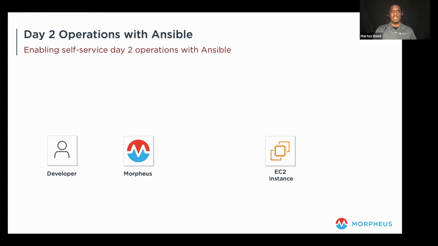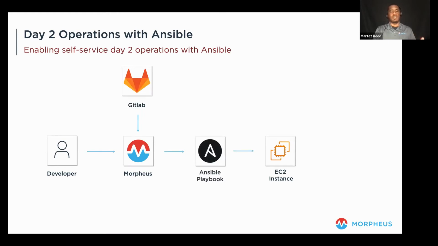So the next example is that day two operation. So being able to walk through a developer requesting something, and then now we have the EC2 instance up and it's ready to go. So now we want to similarly pull that playbook from GitLab in our case, and then execute the Ansible playbook against that EC2 instance. This could be something like creating a file or updating or rolling the logs or cleaning up logs, whatever it might be as part of an execution.